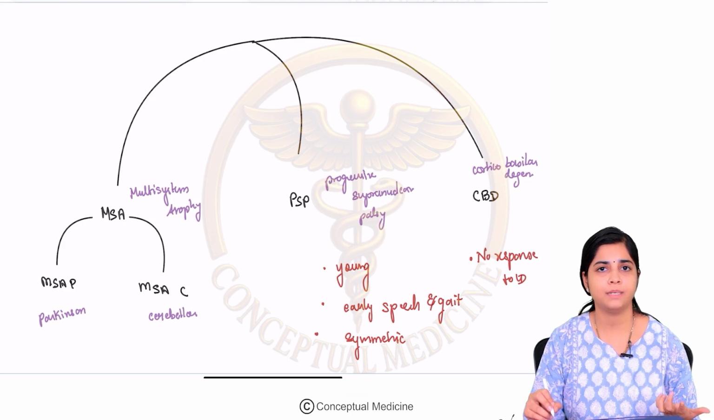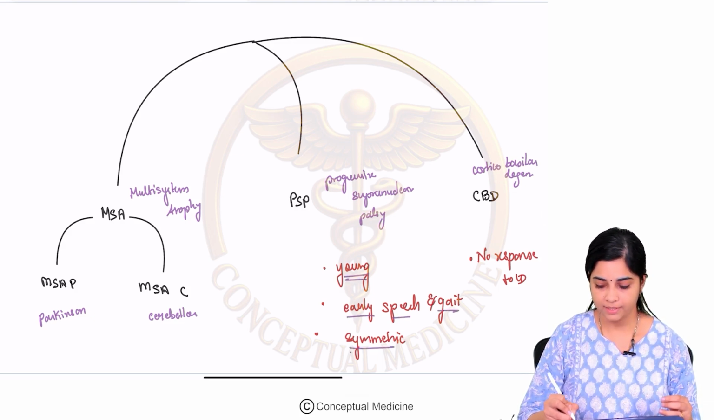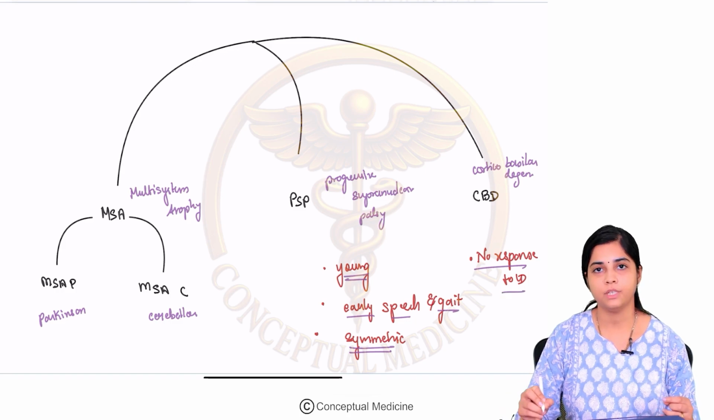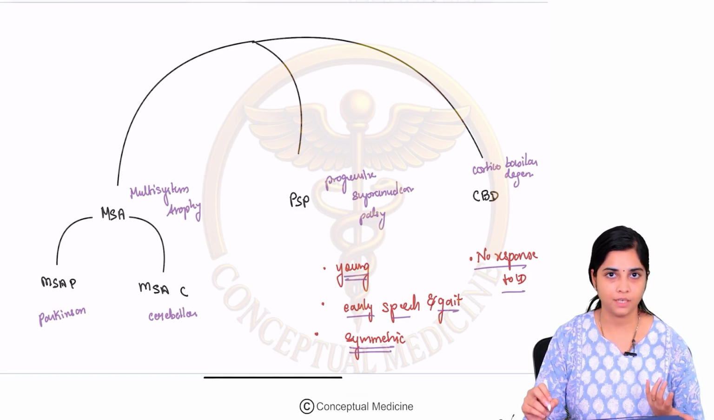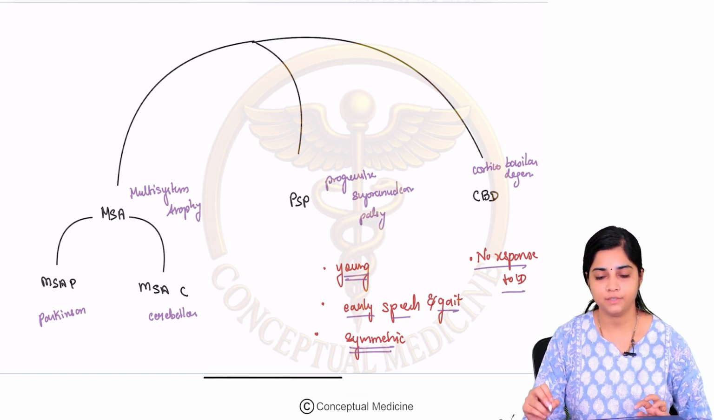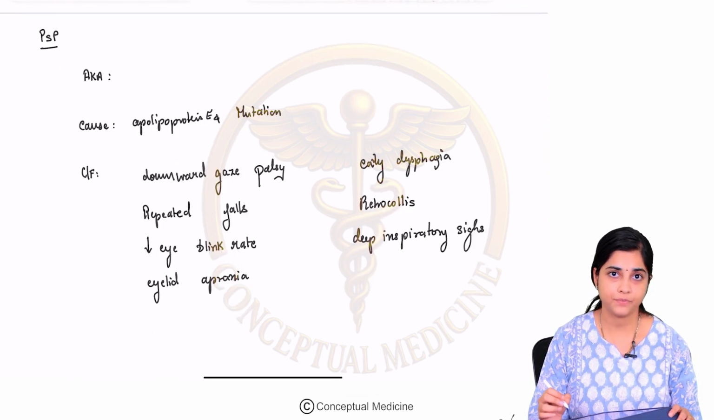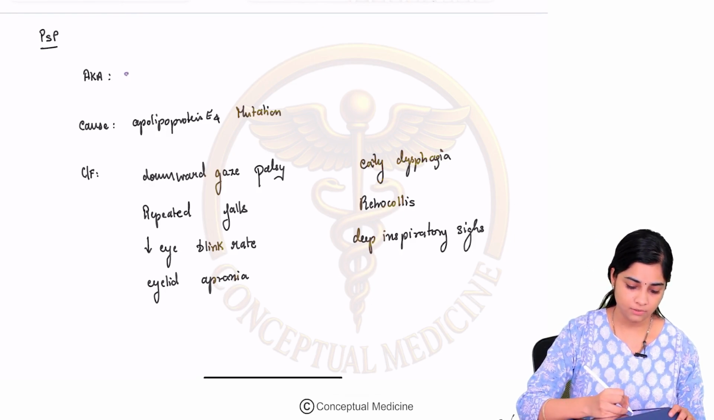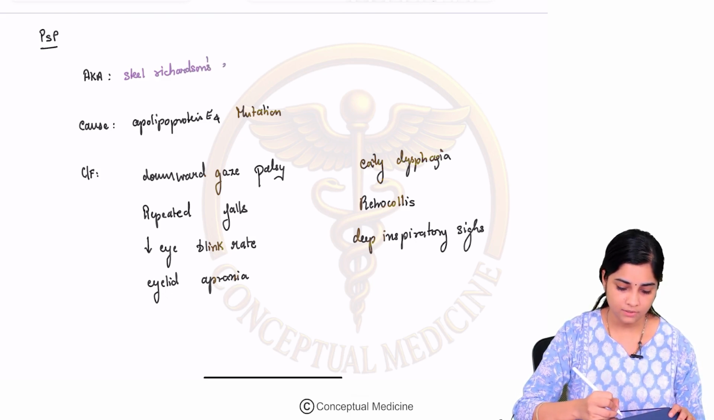So when will you suspect atypical Parkinson's disease or Parkinson Plus syndromes? We had just discussed: young onset, early speech and gait involvement, symmetrical tremors and no response to levodopa. All these would suggest that there is something else going on, which is atypical Parkinson's. So let us look at each of these disorders one by one. We will start with progressive supranuclear palsy, which is also called Steele-Richardson's syndrome.